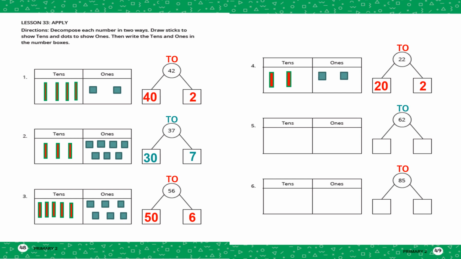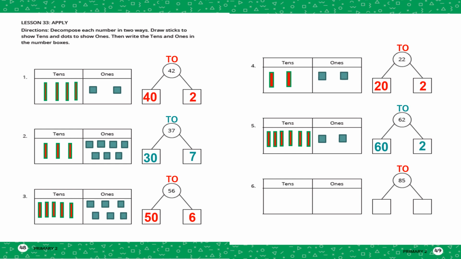Number 5, 62. Let's draw 6 sticks in tens box. 2 small squares in ones box. Let's decompose 62. 6 in tens, it will be 60. 2 in ones, it will be 2 as it is.